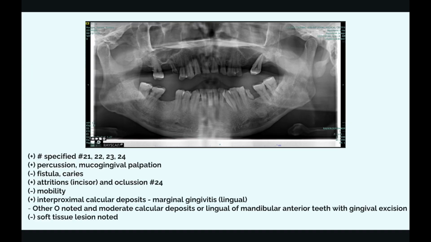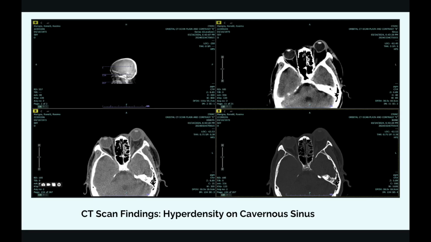The panoramic X-ray of the patient revealed adhesions of the incisor and occlusion of number 24. Also, there were positive interproximal calculus deposits on the marginal gingivitis lingual, with others noted as 0, and moderate calculus deposits on the lingual of the mandibular anterior teeth with gingival excision, but negative tissue lesion noted. Meanwhile, the CT scan noted a hyperdensity on the cavernous sinus.